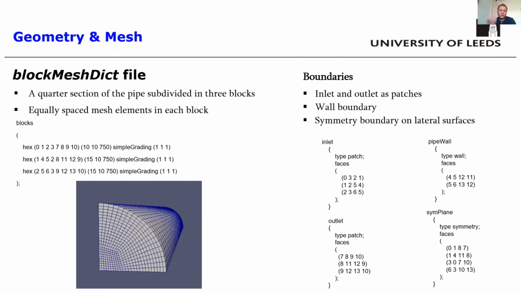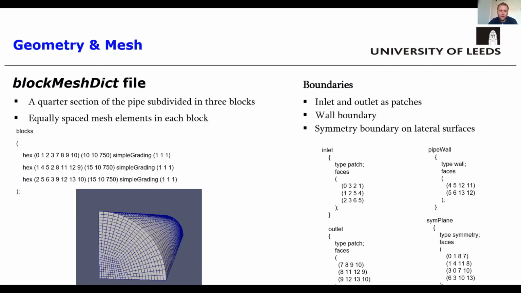What I plan to do now is try to switch a bit between the presentation and the file. So if we have a look at the blockMeshDict, you see the definition of the vertices there. I've put the main features on the slide, but the three blocks are defined with the mesh. What I was going to say is that I've used equally spaced mesh elements because I'm using a high Reynolds wall treatment, and it's fine to use equally spaced elements in this case.